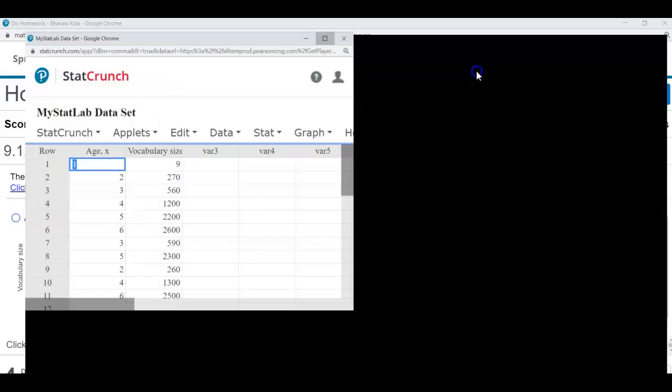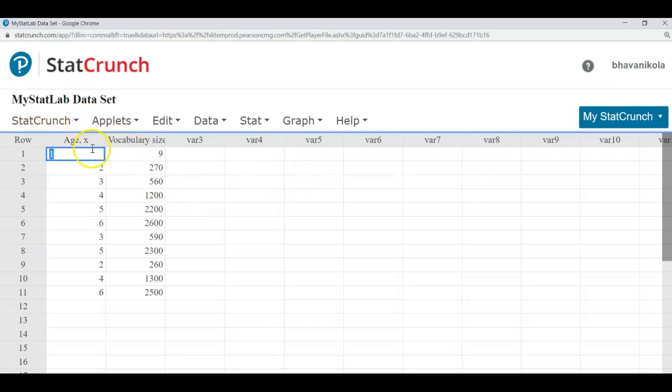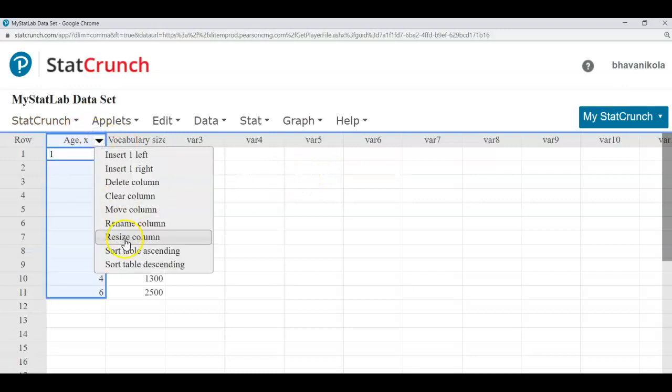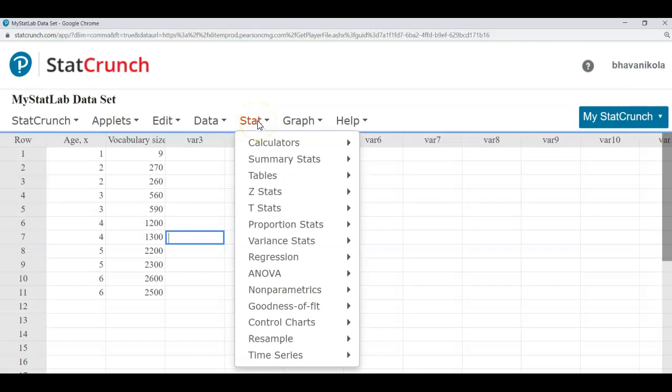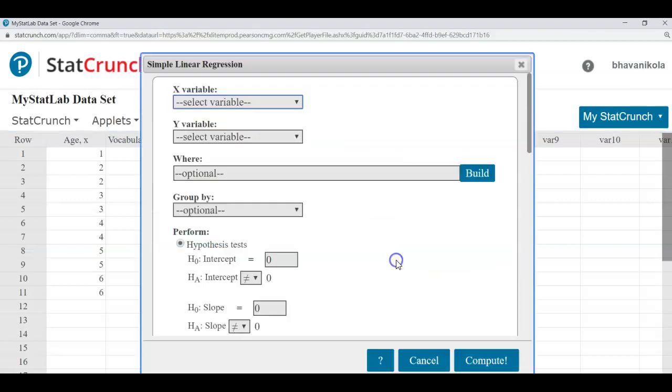Once you open the data in StatCrunch, this is your data. I'm just going to sort the table. This is all the information I have. My sample size is 11. I will go to Stats and then Regression. I'm going to pause here, write this down. Stats, Regression, Simple Linear. This is where you will go for the entire chapter 9.